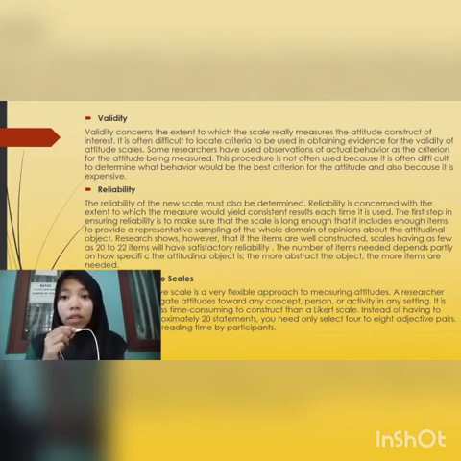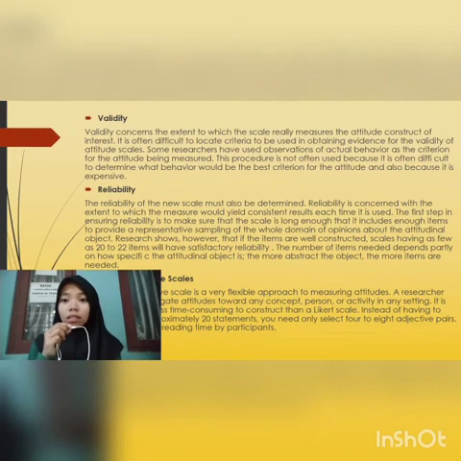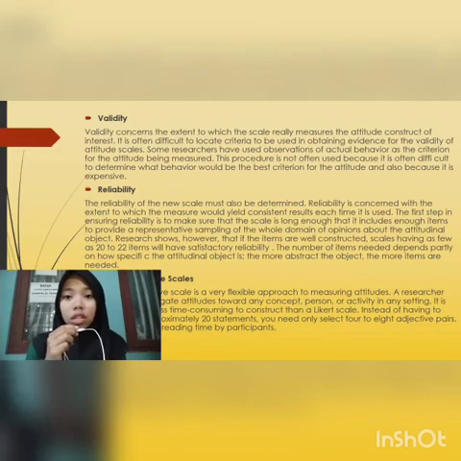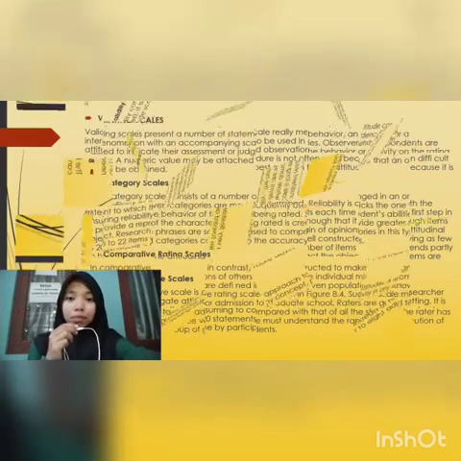Instead of having to come up with approximately 20 statements, you need only select 4 to 8 adjective pairs. It also requires less reading time from participants.